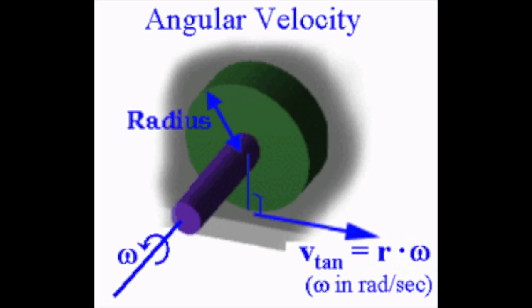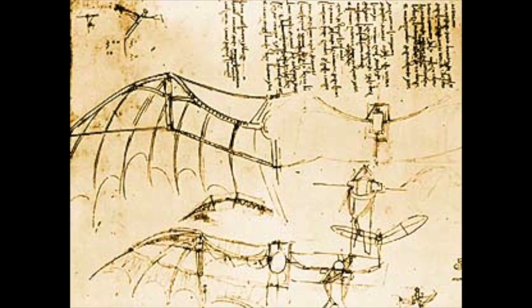Angular velocity is how fast an object is moving or spinning. It is measured in radians per second. Angular velocity works in the flying machine because of the movement of the wings. The higher the velocity or speed the wings are moving at, the faster the flying machine will go, and vice versa.